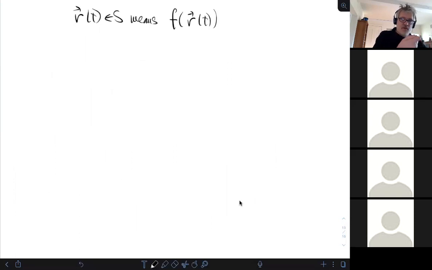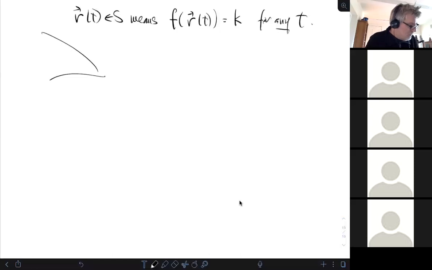Okay, so what does it mean for R of T to be in S? So what is S? It's all the points where F has value K. So that means if you evaluate F on any point of this curve, you get K for any T.